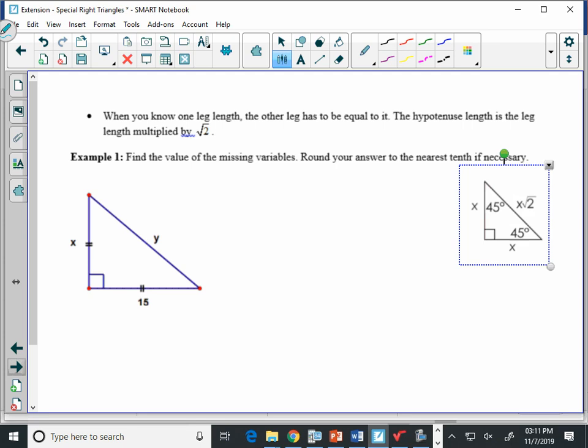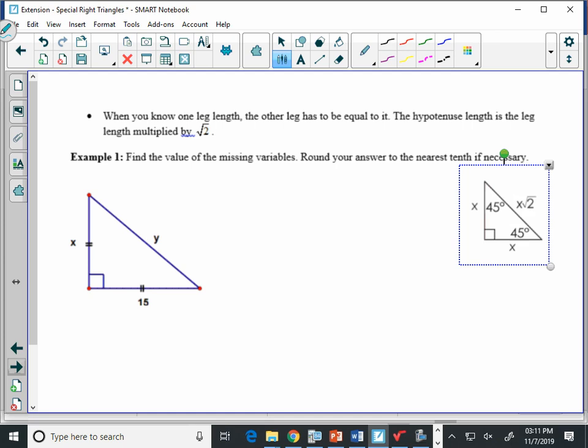So what we can do is use this fact to help us find missing sides of a right triangle. We want to find the values of these missing variables, x and y. We're going to round our answers to the nearest tenth. Back in the olden days, we had to keep everything in radical form. But right now, let's just focus on getting these rules down. We're not going to really worry about the radicals as much, so we're just going to round all of our answers.